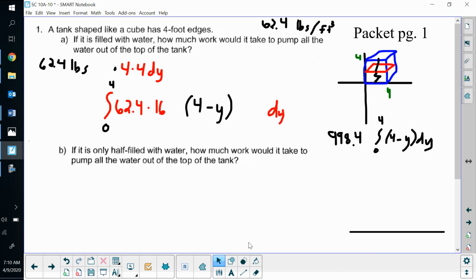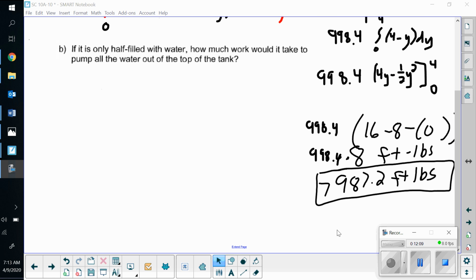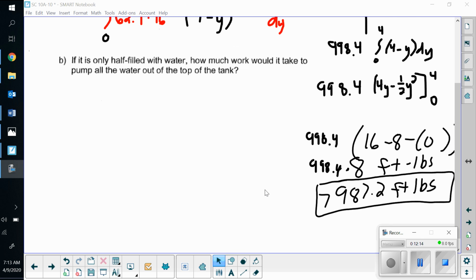So what I'd like you to do is pause the video right now and do this integral, and then restart it to see what the answer is. So go ahead and pause it now. Okay, so do your antiderivative, sub in your 4 and 0. That just gives you 8 in there. And 8 times the 998.4 gives us 7,987.2. We were in US measurements, which is why we had foot-pounds.